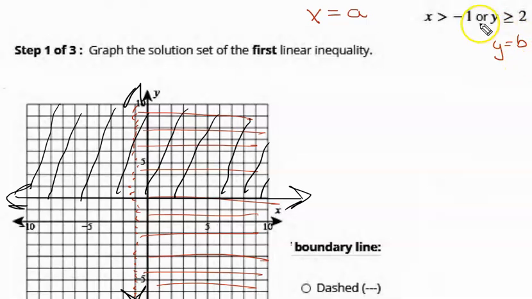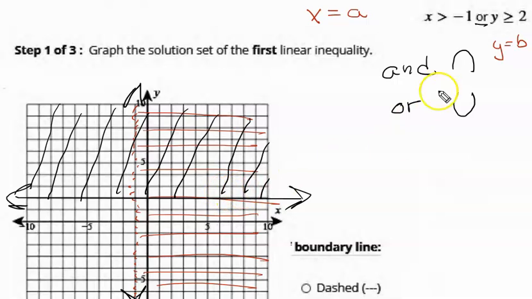Now, what word describes these? Is it an "and," which would be intersection, or is it an "or," which would be union? Well, it's "or," so it's union. So the graph then is everything that's included here.